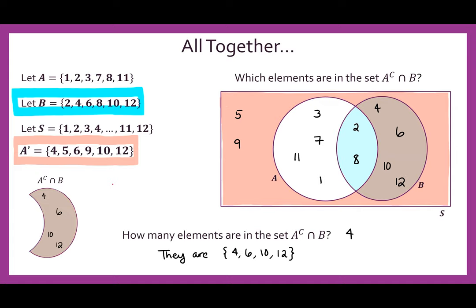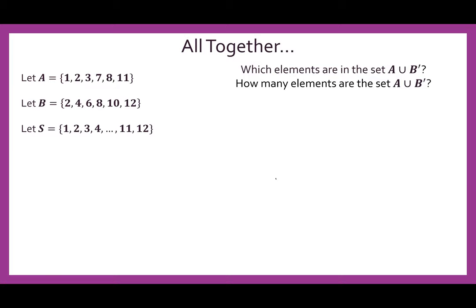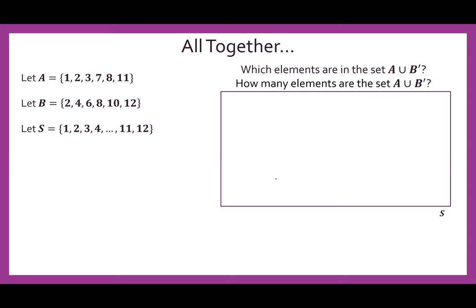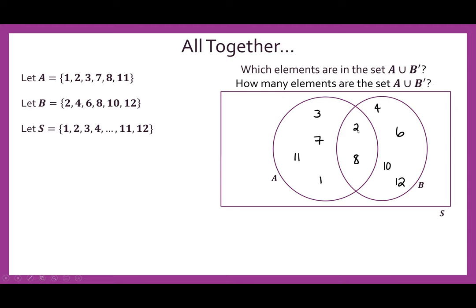So let's try this again, this time with a union. And yes, I'm intentionally switching up the notation. In one example, I used the little c to denote complement. Here, I'm going to use prime. In the homework, you may see the bar, but they all mean complement. So I'm going to do the same thing. I'm going to set up my universal set S. I'm going to draw A and list its members. I'm going to draw B and list its members, and make sure to include appropriately the values that are in the intersection.